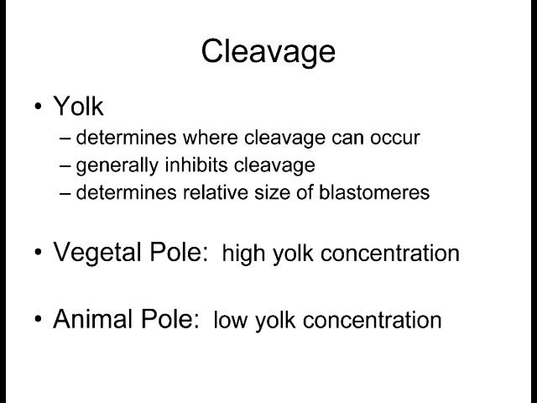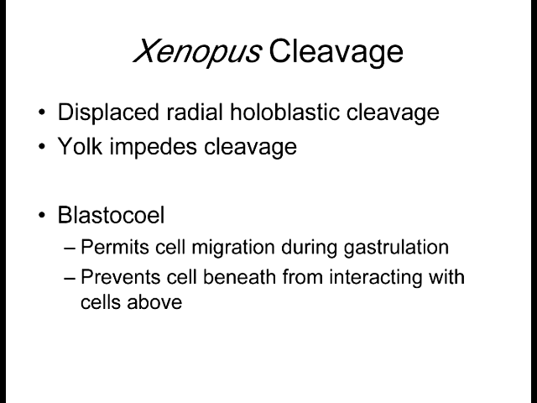However, for frog, fish, and chickens, there are some fundamental differences that I need to reiterate and go over. In the Xenopus, as well as in the zebrafish, the animal pole is the area that has the low yolk, and the vegetal pole has the area where there's the high yolk concentration. So let's look at the Xenopus first. Its mode of cleavage is displaced radial holoblastic cleavage.